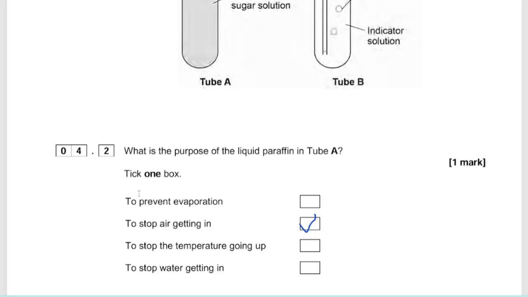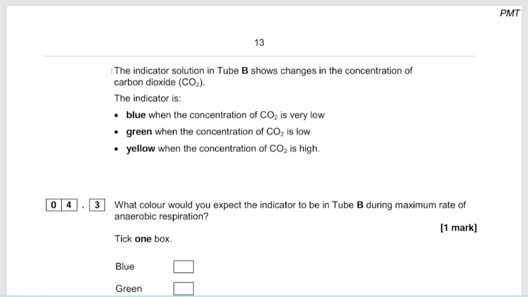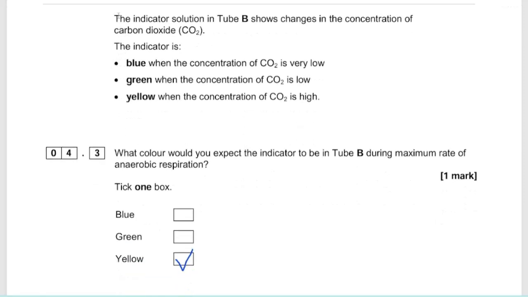So you're given a little multiple choice. It doesn't help prevent evaporation. It wouldn't help stop the temperature getting up. It would theoretically help stop water getting in, but that wouldn't affect the anaerobic respiration. So the answer is to stop air getting in. And you're once again given the indicator: tube 2 shows changes in the concentration of carbon dioxide.